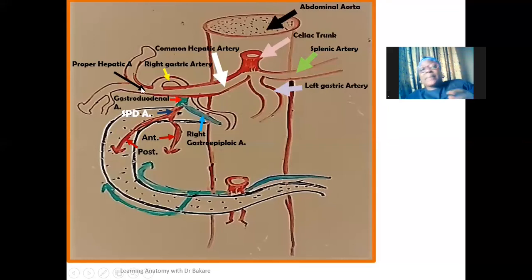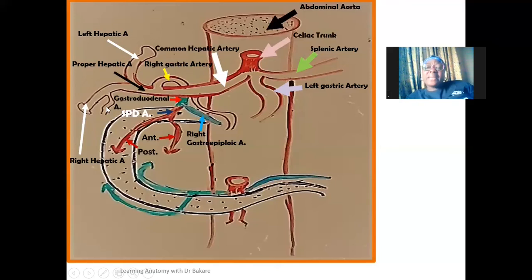Going further to the hepatic artery proper, we already said that this hepatic artery proper, or the proper hepatic artery, is tailing towards the liver to supply it with oxygen. And what it finally terminates into is the right hepatic artery, and we have the left hepatic artery, both arrowed in white.